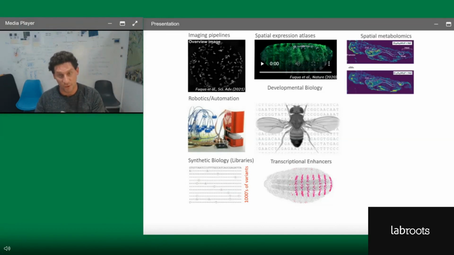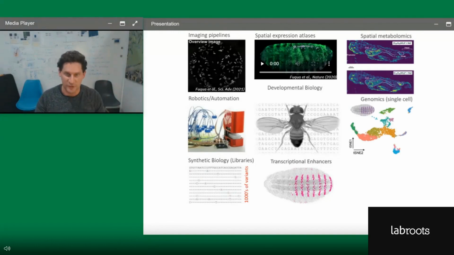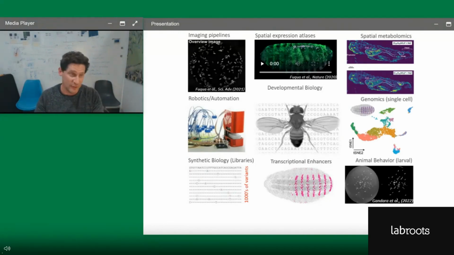And really what we're starting to do in the group now is push us much, much further, and connect us not just to simple gene expression, but to other things that are intimately related, like metabolism. So we're doing spatial metabolomics, and this is actually a larvae I'm showing you here. So now we can look at 100 metabolites across populations of larvae. We can do different things like single cell genomics. We can do animal behavior in the fly.